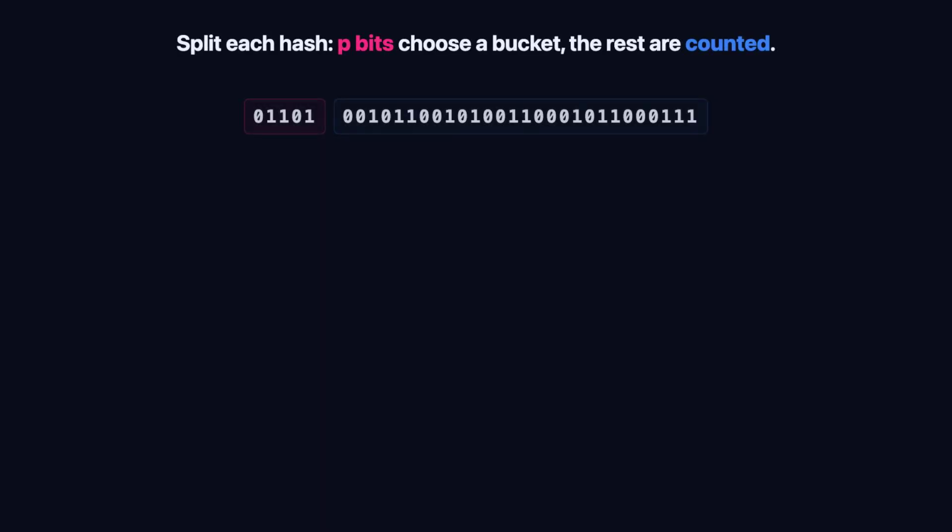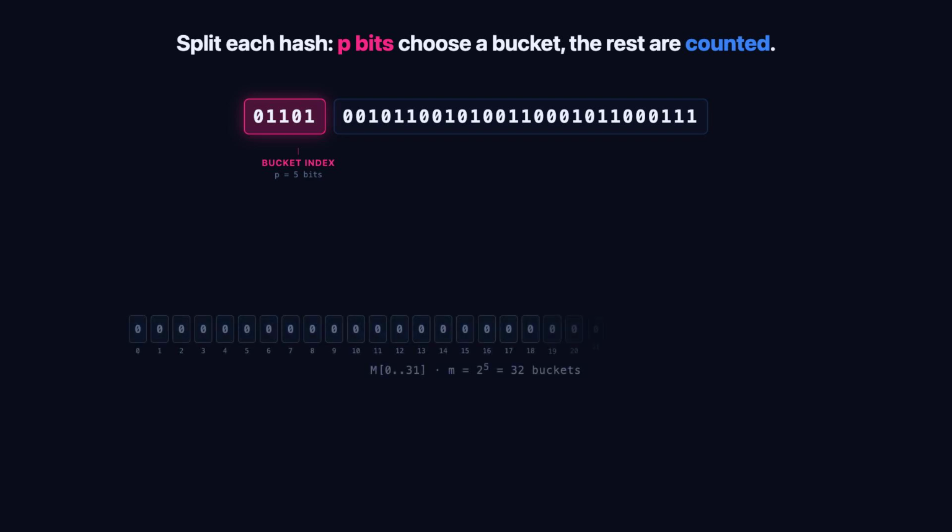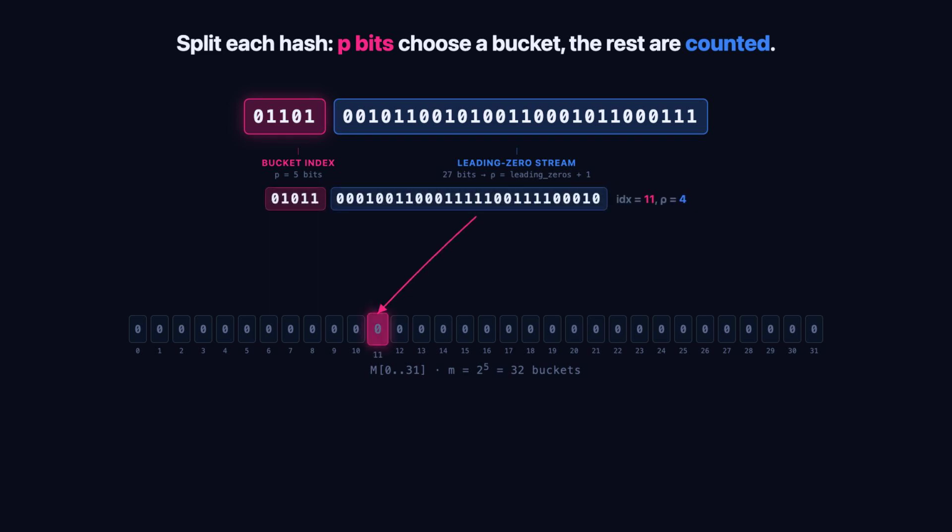Here's the move. We split each hash value in 2 parts. The first few bits, let's say 5 bits, pick which counter we're going to update. 5 bits give us 32 distinct bucket addresses. The remaining bits are what we count leading zeros on, just like before. Each item goes to exactly one bucket, chosen by its hash, and updates that bucket's running max.